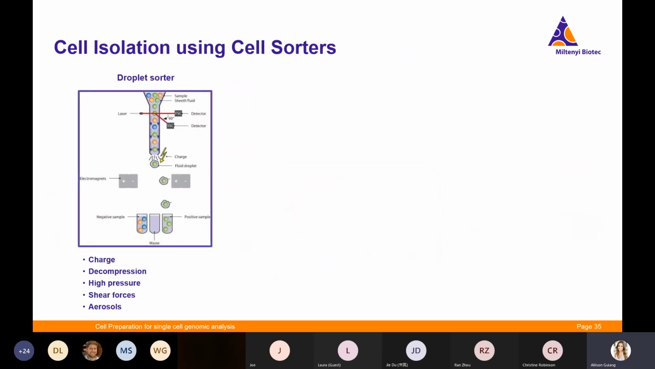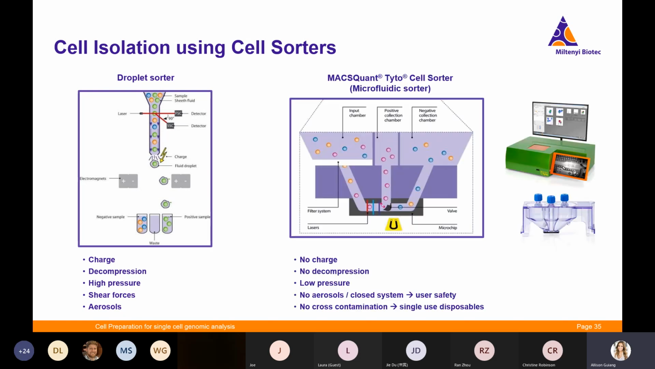Okay, so droplet sorters are common, and there are a lot of droplet sorters in all the flow cores, but some of the downside effects of these sorters is that they charge and decompress the cells and apply a good amount of pressure. And that can lead to some stressful conditions. So an alternative solution is a microfluidic sorter like the MaxQuant Tito.